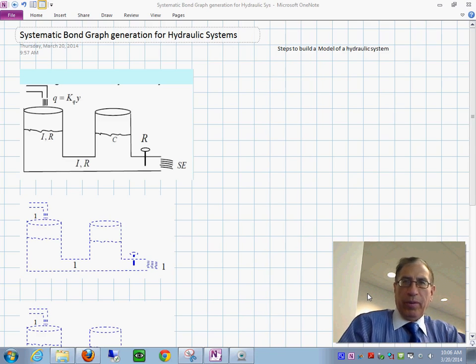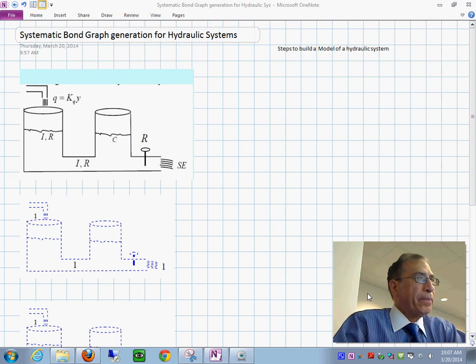Today we're going to look at the generation of bond graph models for hydraulic systems. You see, we have an example of tanks and some valves on the screen, and we're going to see how we generate a model for this, as well as the steps that we need to do that.